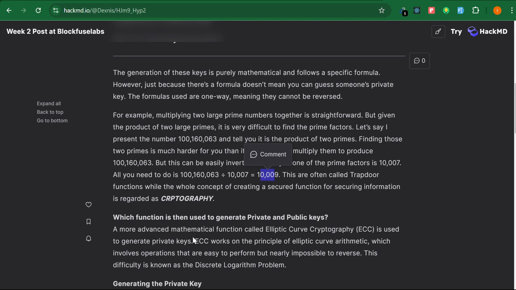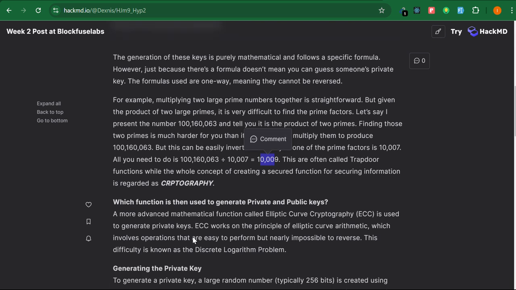The mathematical function used in generating a private key is called elliptic curve cryptography. This is mathematics. This is pure mathematics. So people that have a good knowledge of mathematics will actually enjoy this a lot. Okay, so now, how is the private key generated using this elliptic curve cryptography?